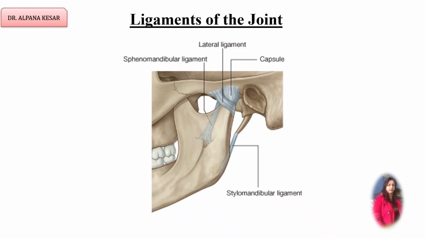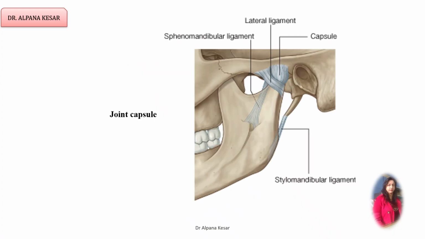Ligaments of the temporomandibular joint. The first ligament of the temporomandibular joint is the joint capsule. This is the joint capsule that stabilizes the temporomandibular joint and prevents its dislocation.